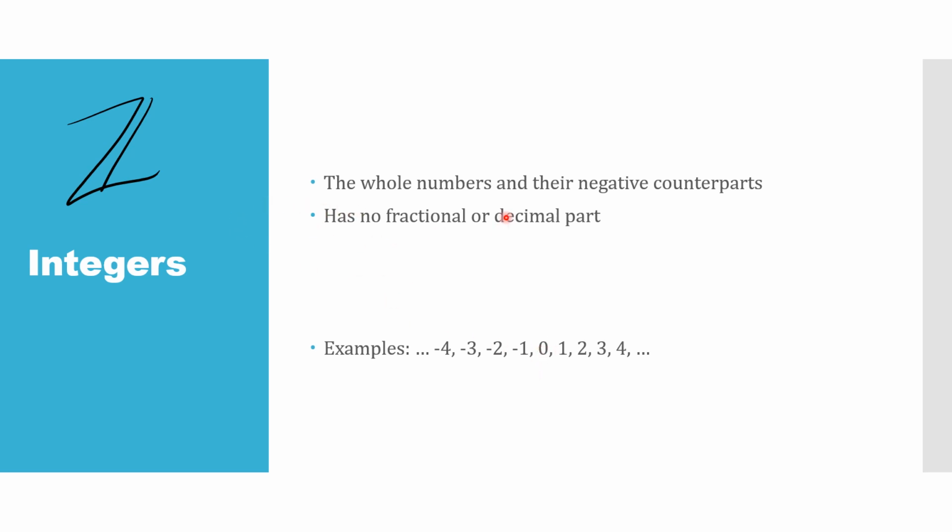Integers do not have a fractional or a decimal part, so you're not going to see anything like 3.5 or negative 2.03. All right, so they have no fractional or decimal part, but they do include positive and negative whole numbers as well as zero.